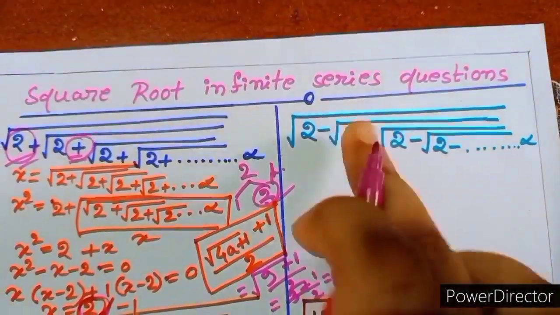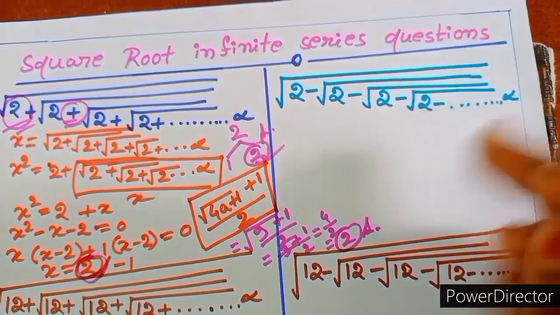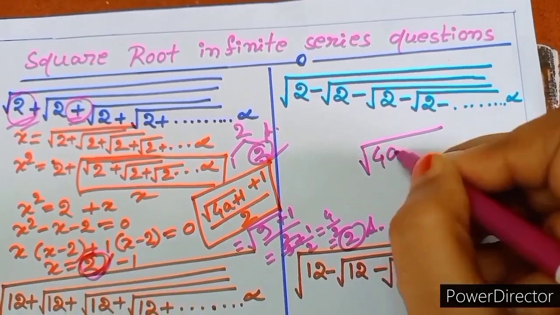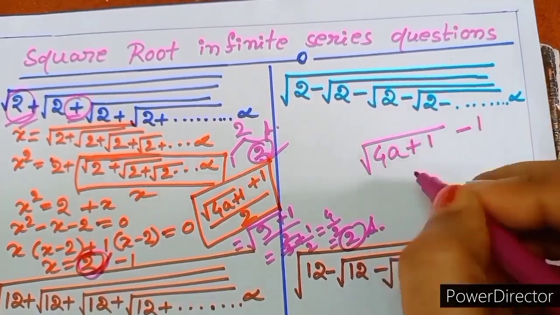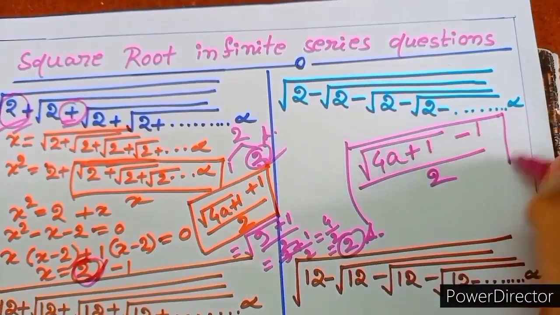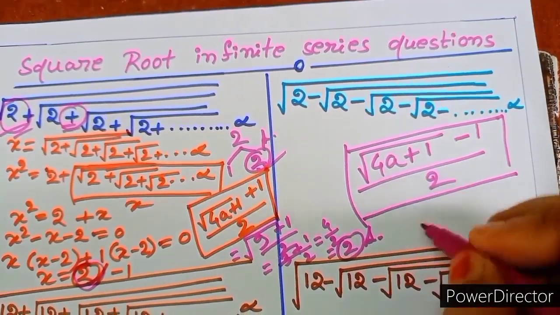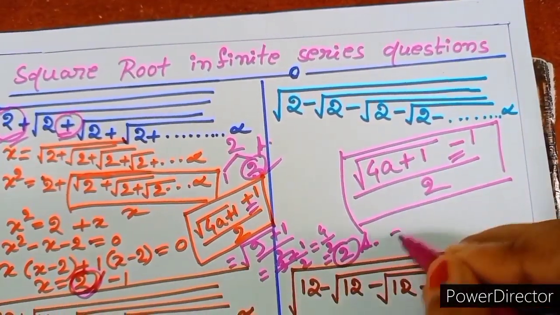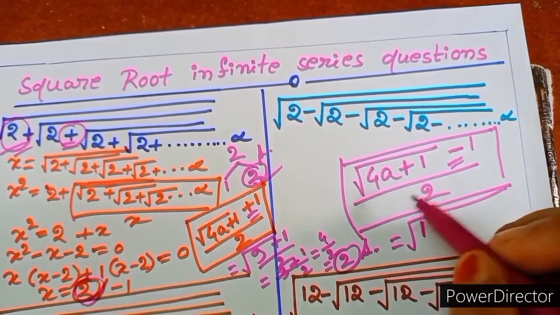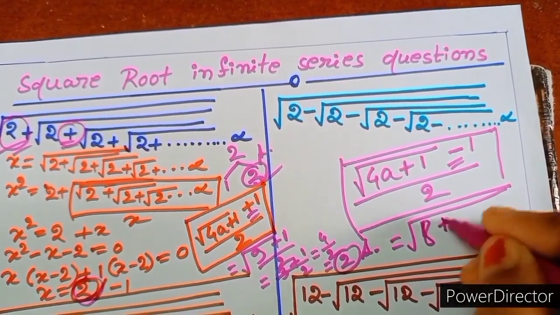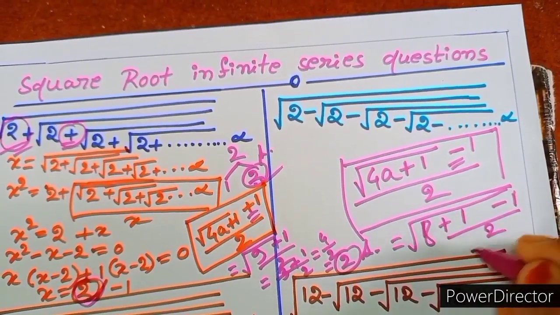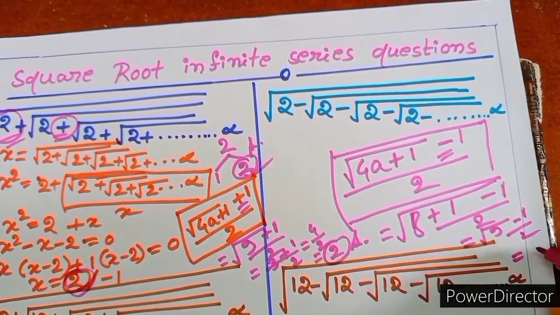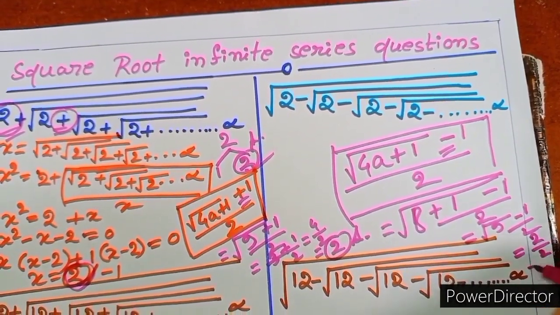And here root 2 minus root 2 minus root 2. Whenever there is negative, we use the formula root 4a plus 1 minus 1 by 2. How do we get the result? Here always remind: here minus and here plus. A means 2, so 4 into 2 means 8. So 8 plus 1 minus 1 by 2, so root 9 minus 1 by 2. Root 9 means 3, so 3 minus 1 means 2. 2 by 2 equal to 1.